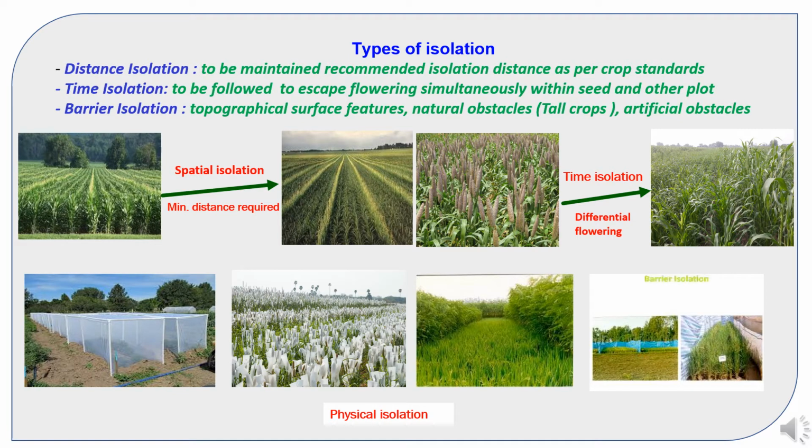There are three types of isolation. First one is distance isolation, where the recommended isolation distance as per crop standards needs to be maintained. Second is time isolation, which is to be followed to avoid flowering simultaneously within seed and other plots. It means there should be a sufficient gap between flowering of two crops of the same species. It will avoid the contamination. Third is barrier isolation, where topographical surface features and natural obstacles are used.